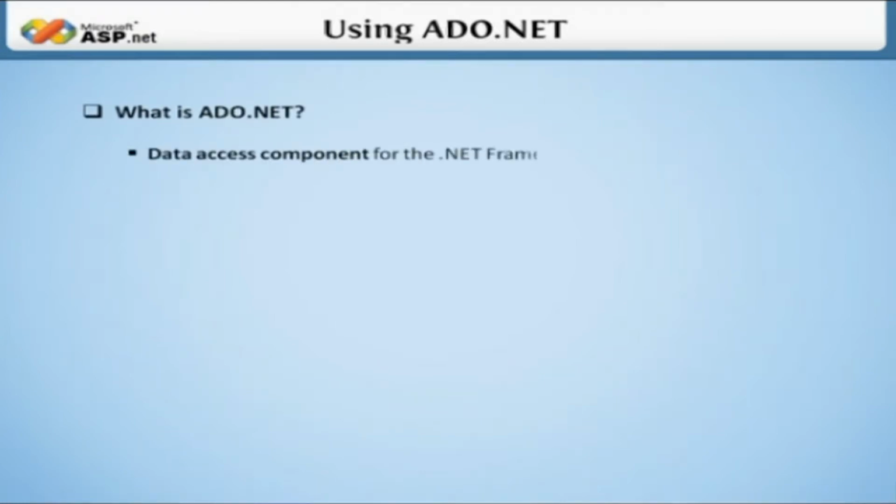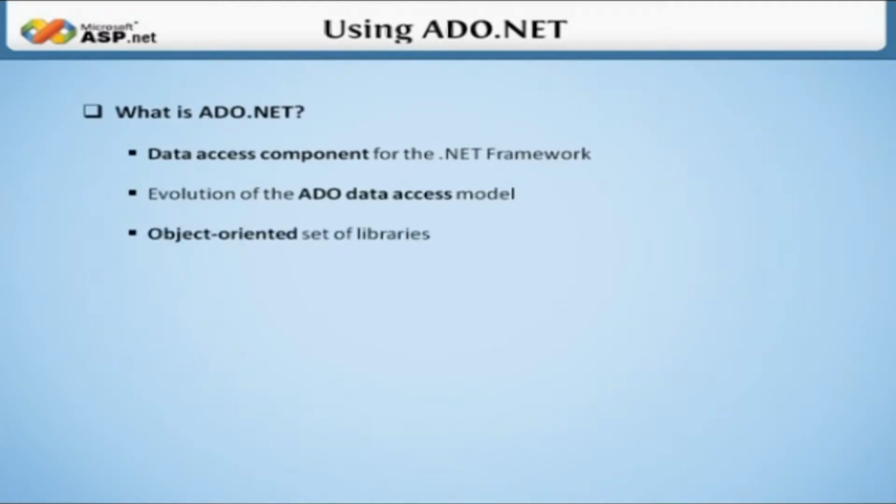Using ADO.NET. What is ADO.NET? ADO.NET is the data access component for the .NET framework. It is an evolution of the ADO data access model that directly addresses user requirements for developing scalable applications. It is an object-oriented set of libraries that allow you to interact with data sources.